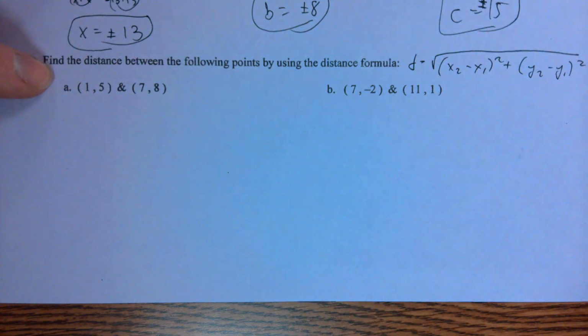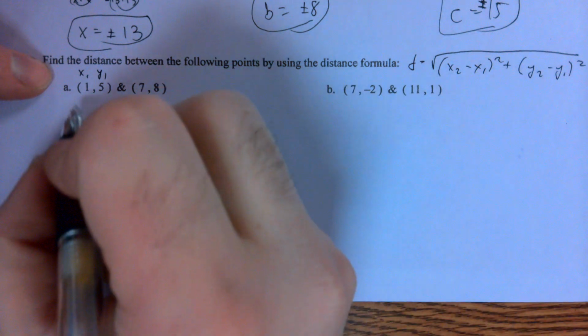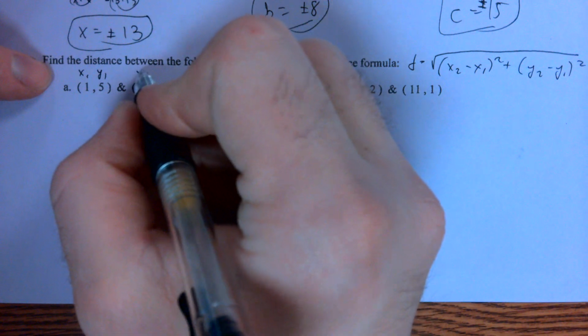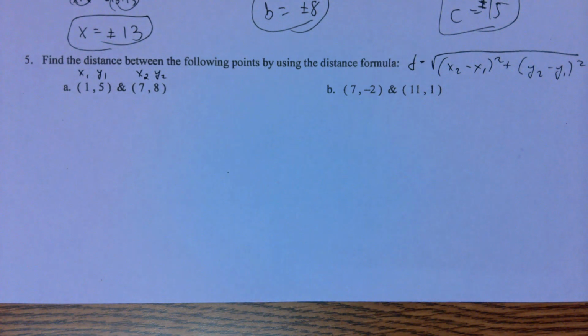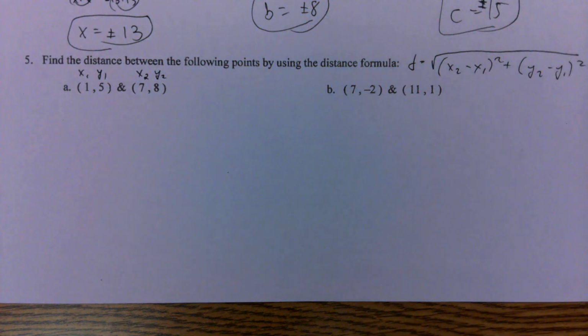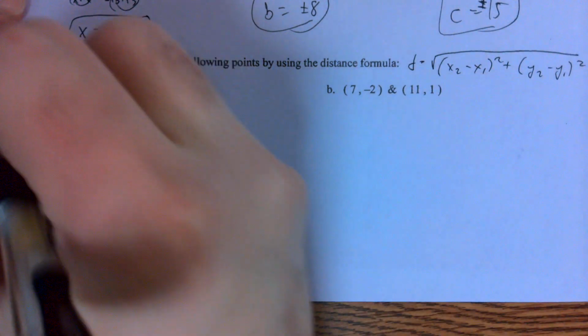1, 5 is my first point. I'll call it x1, y1. 7, 8 is my second point. I'll call it x2, y2. Right? Every point has an x and a y. The x obviously comes before the y, just like in the alphabet. First point, second point, boom, boom, boom.